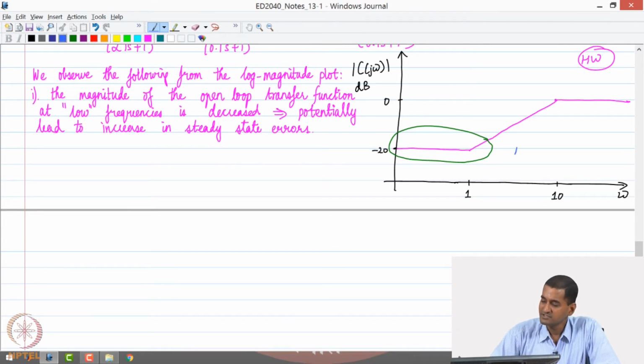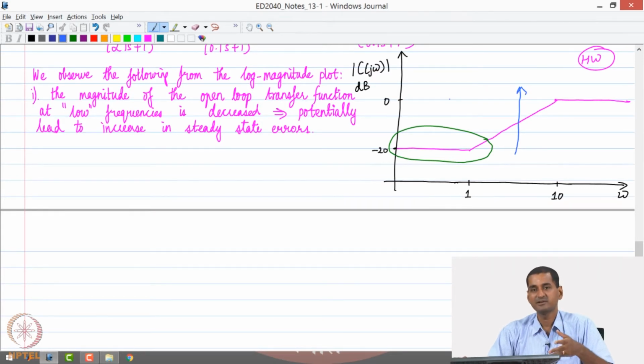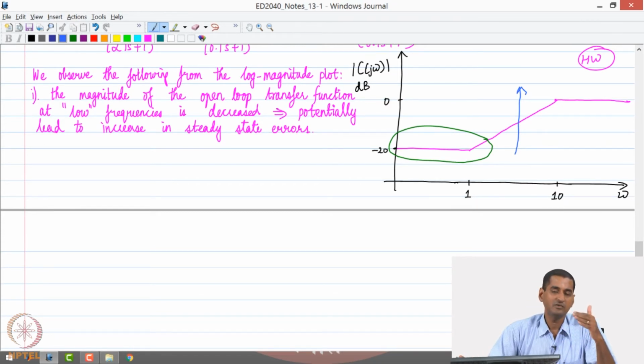What I should do is push up this magnitude plot, let us say up by 20 decibels, for example, considering this particular example. Suppose I shift this entire log magnitude curve by 20 decibels by multiplying by a factor of 10. As far as the controller is concerned, the low frequency components will now have a magnitude of 0 decibels as far as the controller transfer function is concerned.